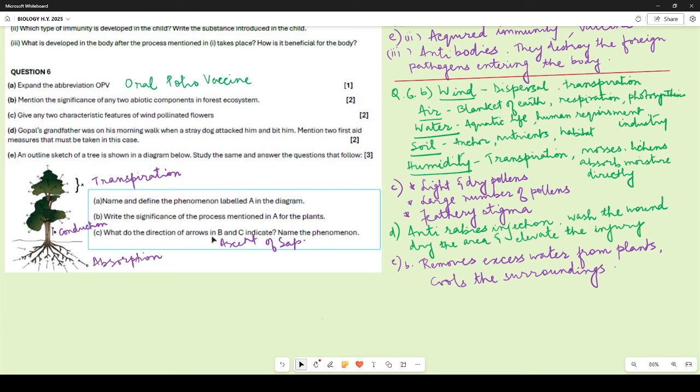What do the direction of arrows in B and C indicate? Name the phenomenon. It is the ascent of sap, you can write, or it is transportation of water, that also you can write. This direction shows that the water is moving from the soil into the plant. It is unidirectional. Remember, xylem vessels conduct in only one direction, whereas phloem is bidirectional, it goes up and down. The ascent of sap is called ascent because it is moving upward, and the transportation of water is always in the upward direction, never in the downward direction.